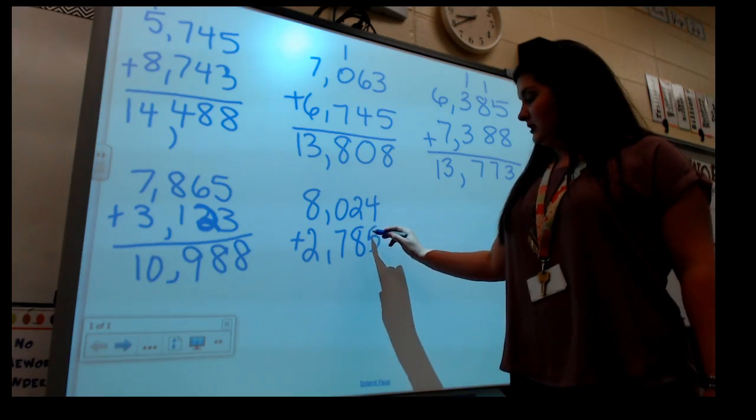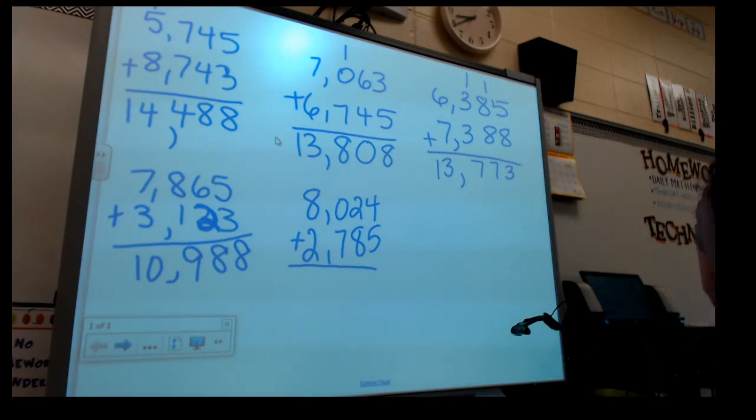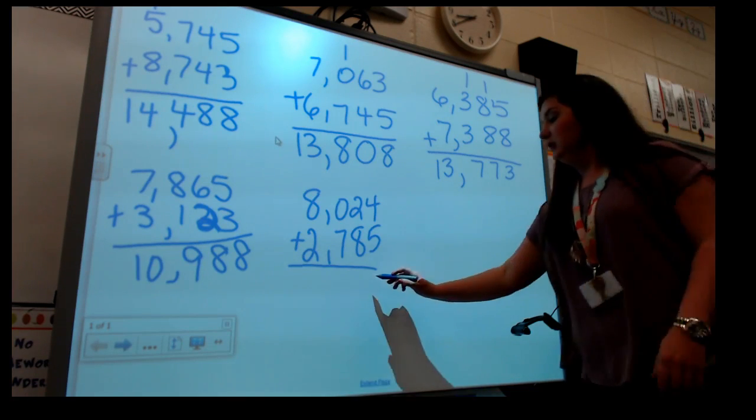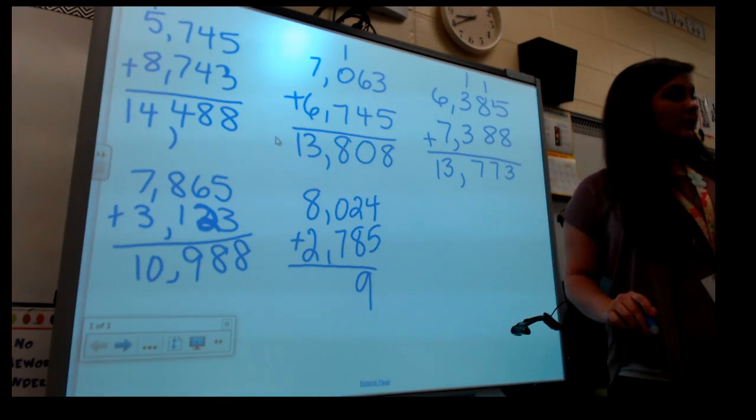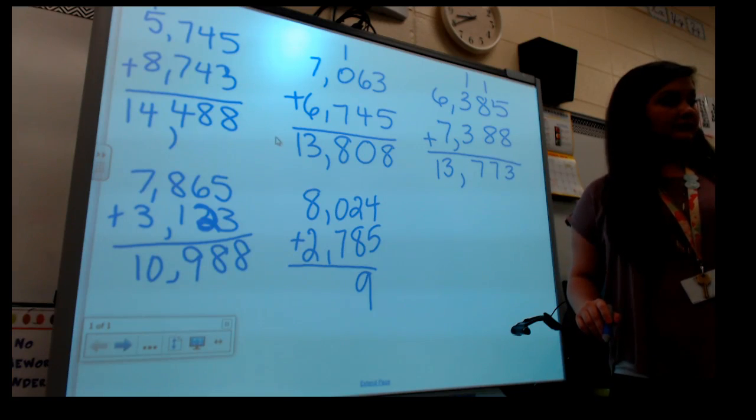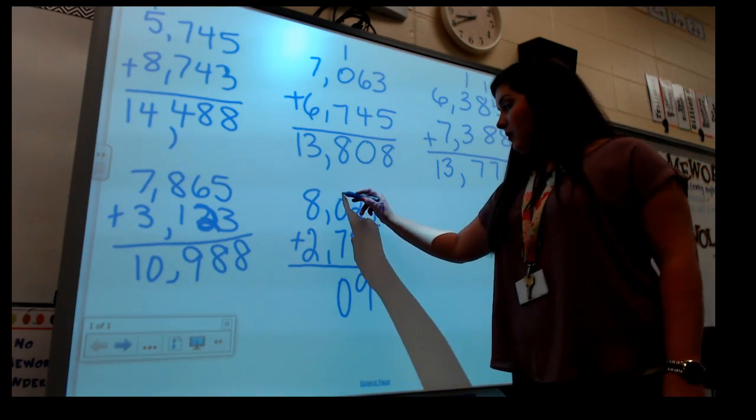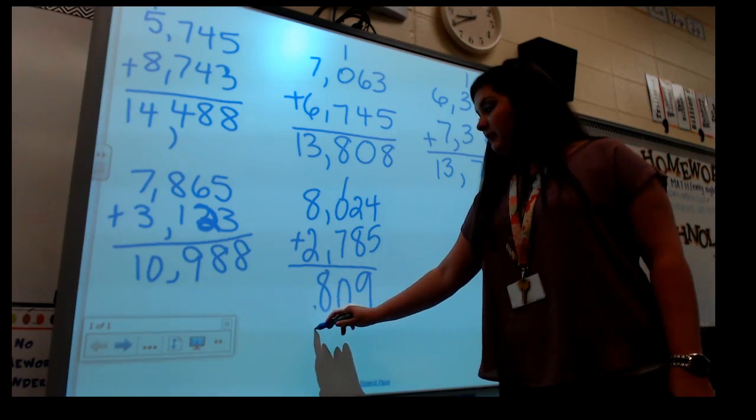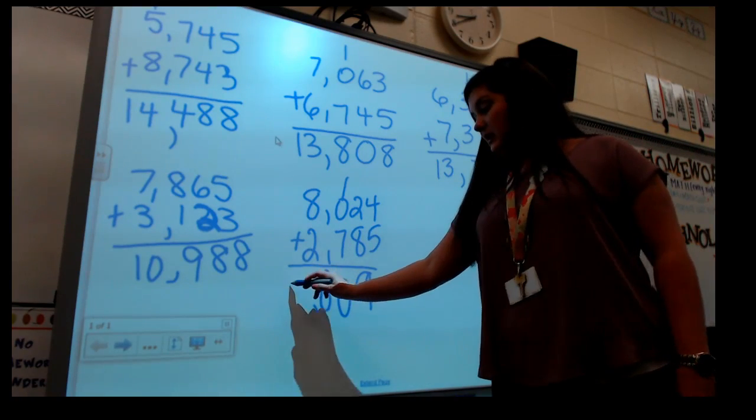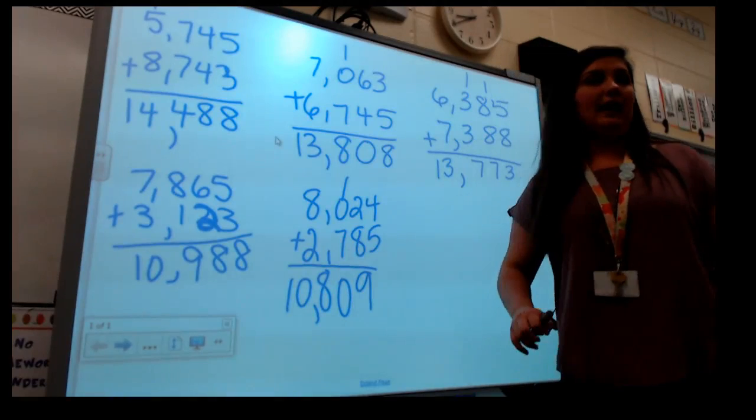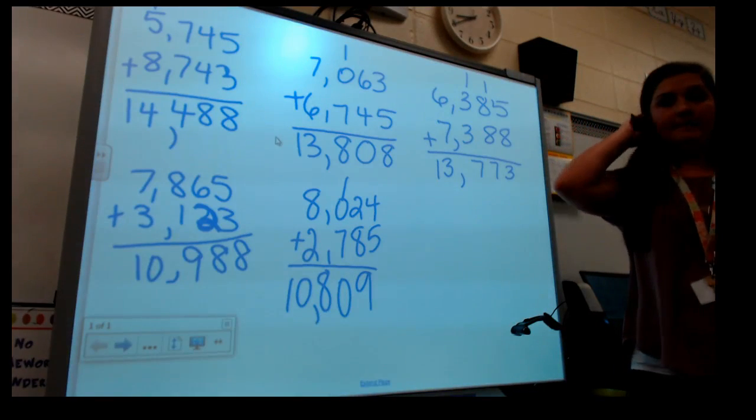85. All right, what do I start with, Haston? The ones place. And what's my ones place equal? 9, because 4 and 5 are 9. All right, what's 8 and 2? 10, so I'm going to put 0. I'm going to carry my 1. That will be 8. Bring down my comma. 8 plus 2 is 10. And my last one, Emerali.